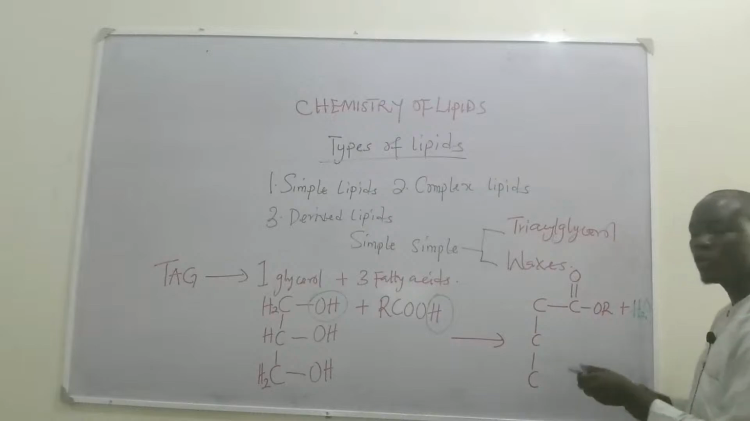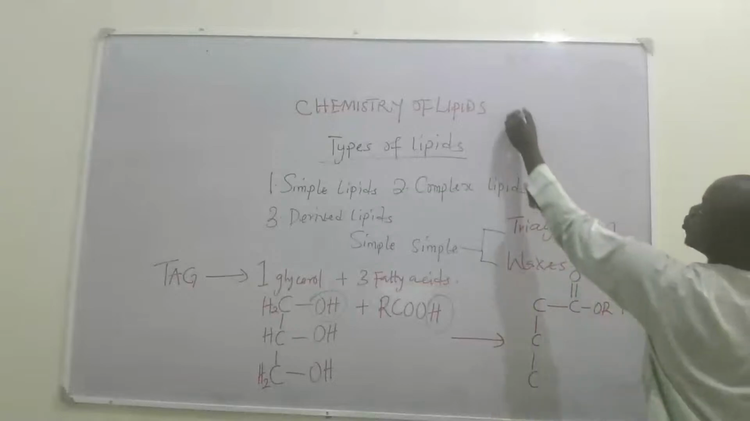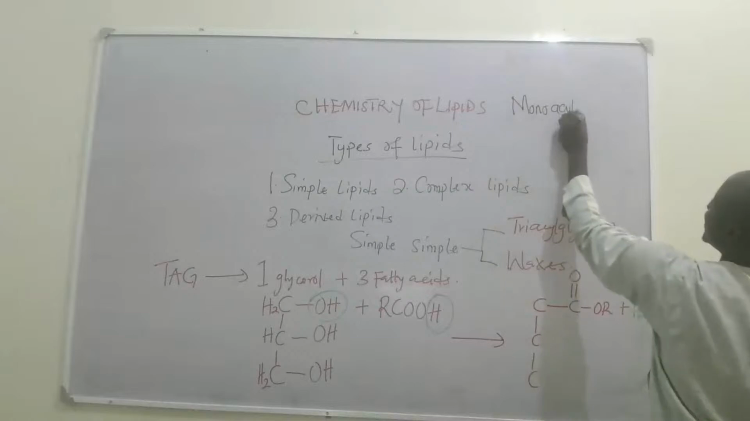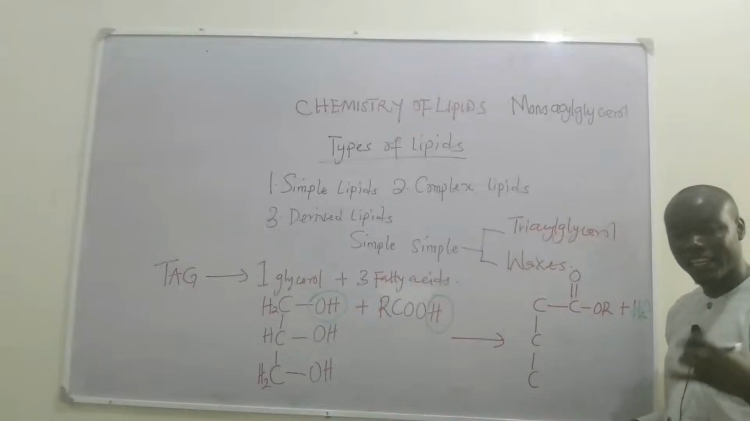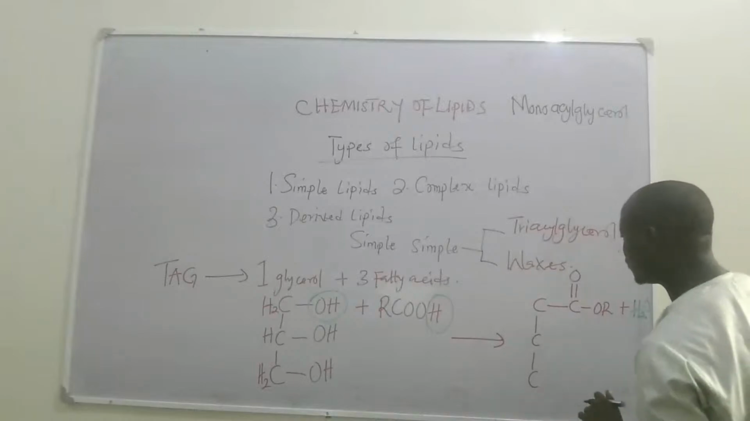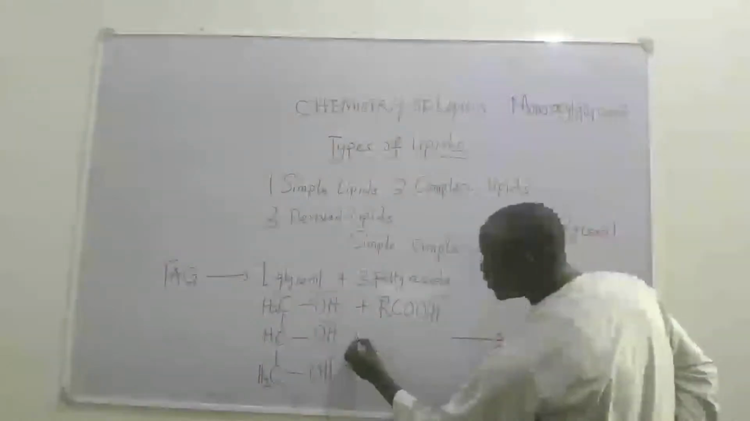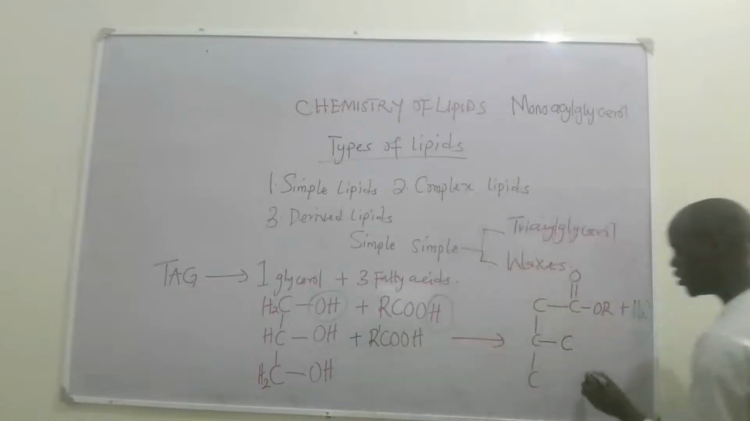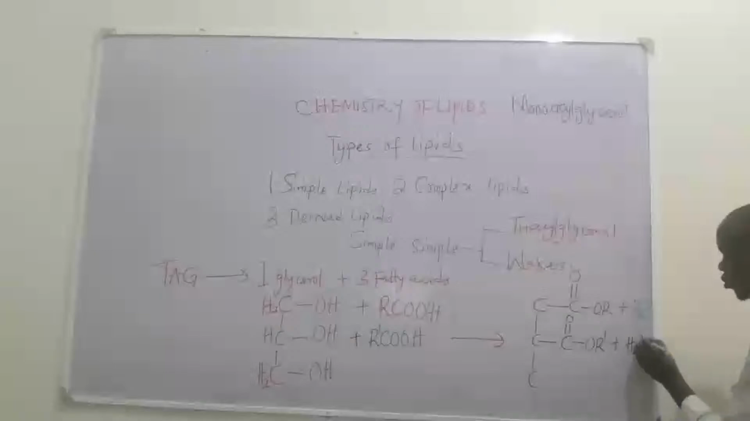If only one fatty acid esterifies the glycerol, we call it monoacyl glycerol. And if we have two fatty acids, for example another fatty acid here, let's say R1COOH, and it esterifies another OH group here, we will also have another OR here. So R1 is also going to release another molecule of water.